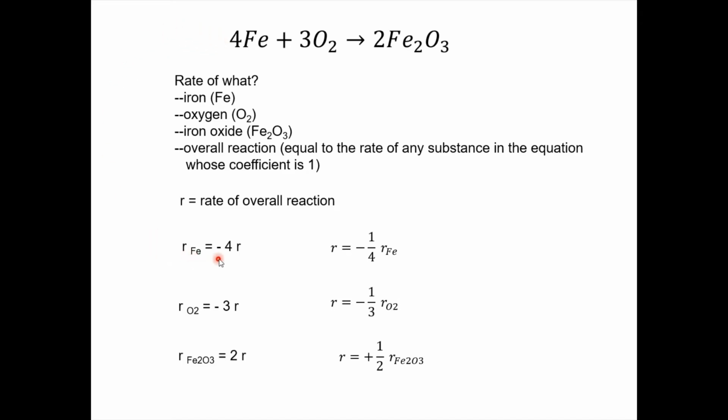The rate of iron is going to be -4 times the rate of the overall reaction. The R with no subscript is the rate of the overall reaction I have here. Notice also that I put a negative in front of the 4. And the reason I did that is because iron is a reactant.